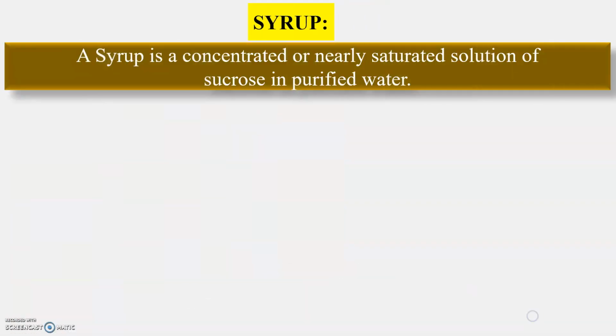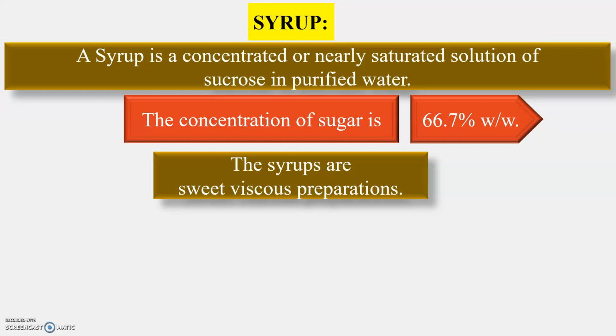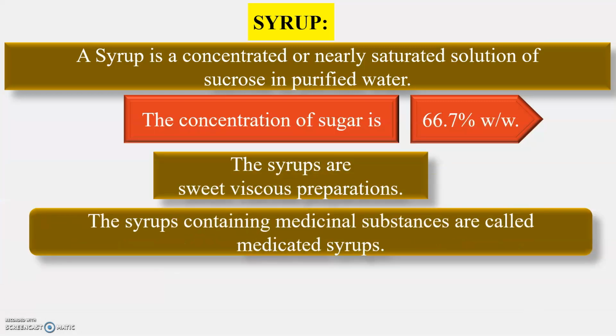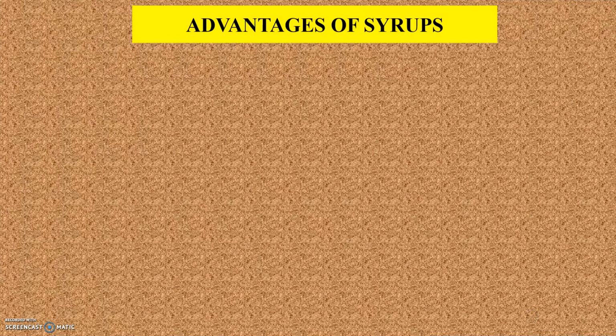So what is syrup? A syrup is a concentrated or nearly saturated solution of sucrose in purified water. The concentration of sugar is 66.7% weight by weight. The syrups are sweet, viscous preparations. The syrups containing medicinal substances are called medicated syrups, whereas the syrups containing aromatic or flavored substances are known as flavored syrups. Now let us see the advantages of syrups.